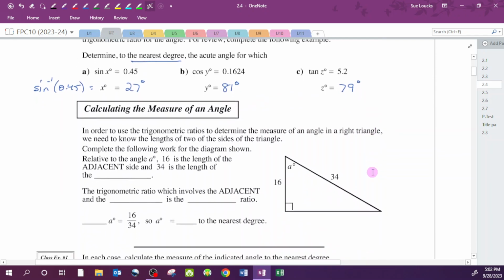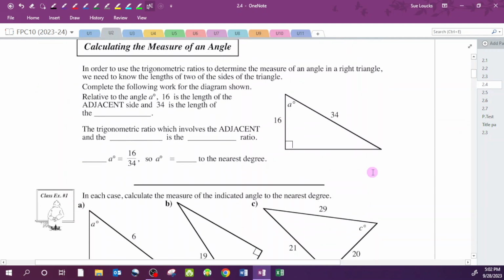Okay, and then how do we get the size of an angle from a triangle? Well, first thing we're always going to do is label our triangle. So here's the angle of interest, which makes this the hypotenuse, this the opposite, and this the adjacent. Circle up. So I know that I'm going to use the adjacent and hypotenuse, which means that I'm going to do cos, because cos theta equals adjacent over hypotenuse.